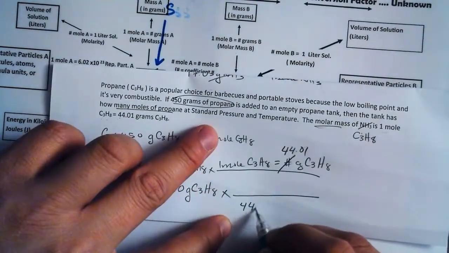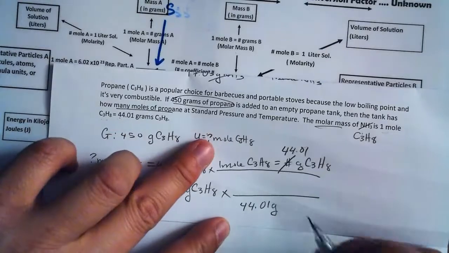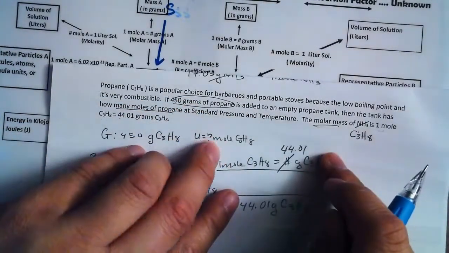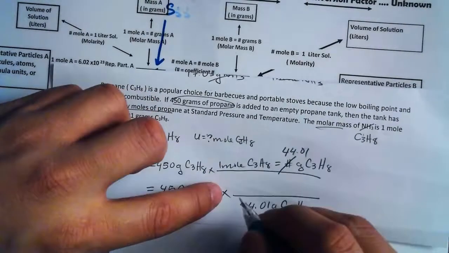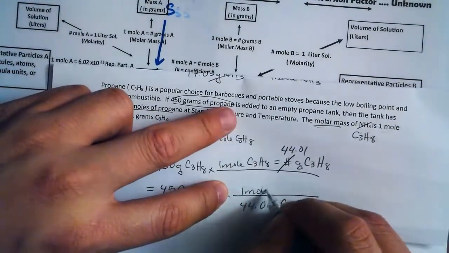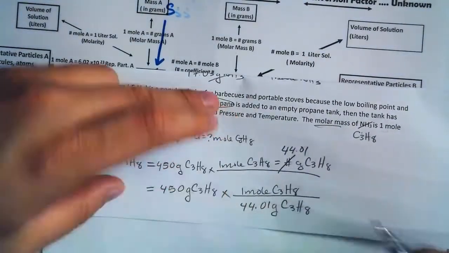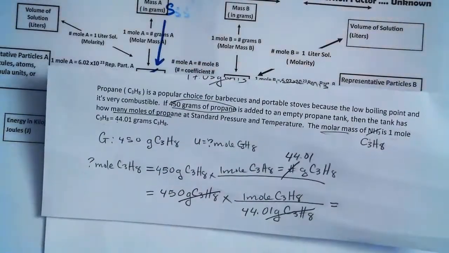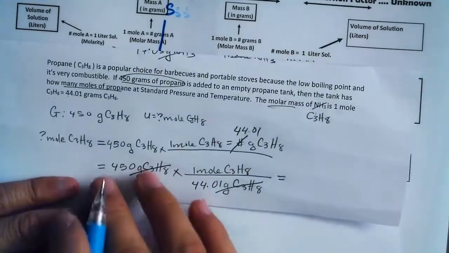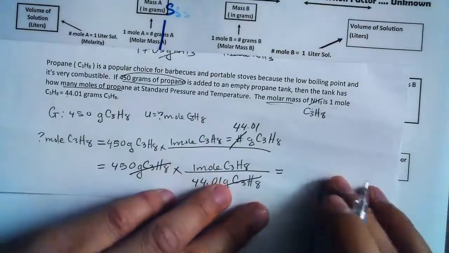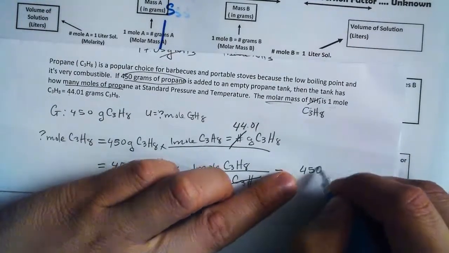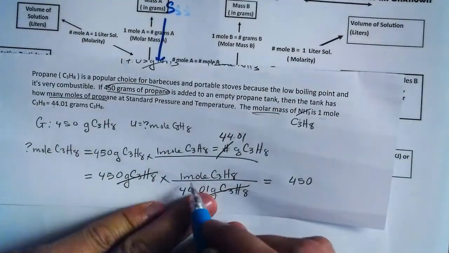So exactly, 44.01 grams of C3H8. If this side of the conversion factor is on the bottom, the other side must be on top. So the 1 mole of C3H8 must be on top. That cancels out. And then what do we have? We're done. That's it. So now we just multiply everything on top, divide everything on the bottom. Remember to ignore the 1, so we have 450 times 1.